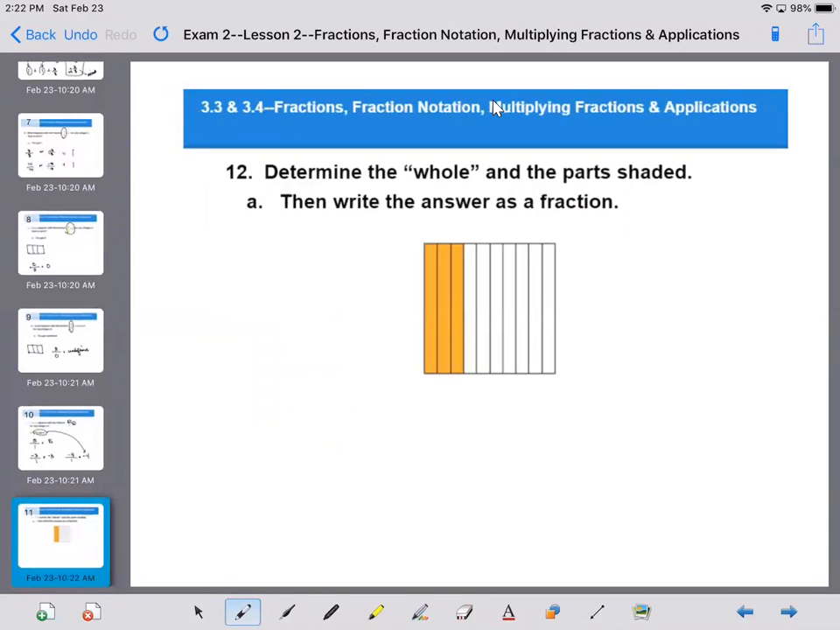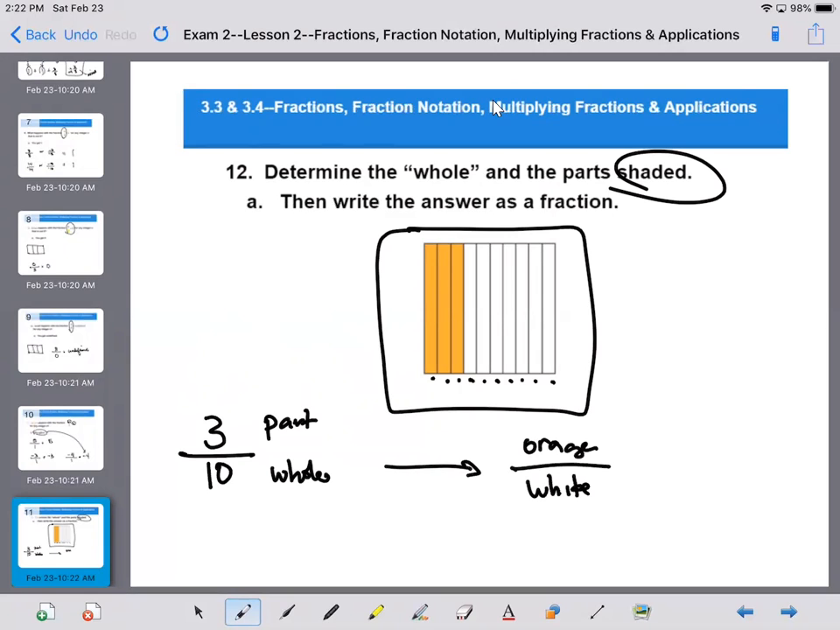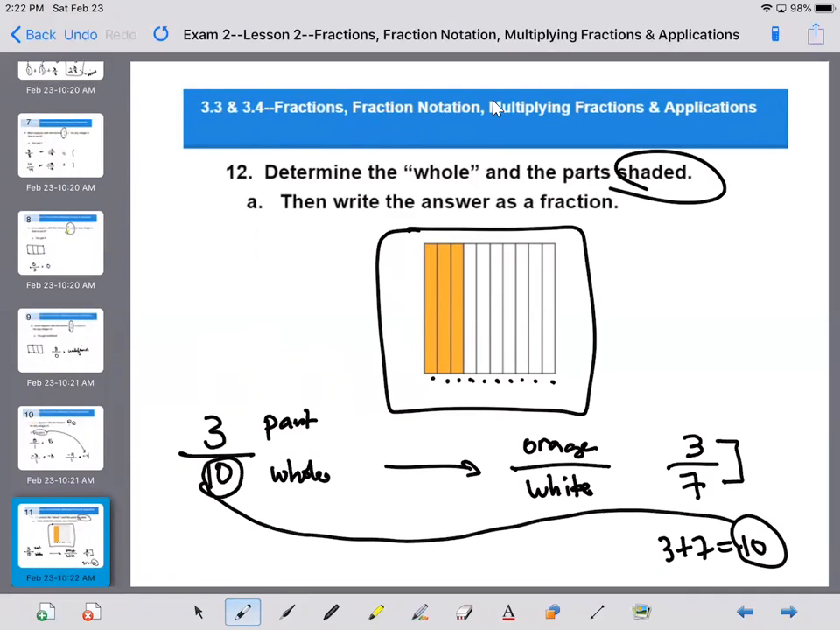So here we're going to determine the whole. And so we see 1, 2, 3, 4, 5, 6, 7, 8, 9, 10. 10 is the denominator. The entire whole was divided up into 10 pieces, and we can count 3 that are shaded. So 3 is our part, 10 is our whole. If we wanted to do orange to white, well, that would be 3 orange to 7, and notice that the sum of these numbers, 3 plus 7, is going to be 10, which equals the whole amount.